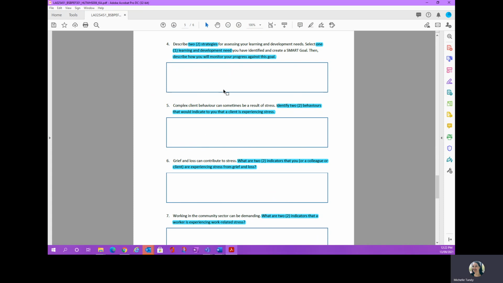So the SMART goal, you need to state your SMART goal. And then after you've done the SMART goal, describe how you will monitor your progress against this goal. What are the strategies or ways that you're going to measure that progress? How do you know that you're working towards achieving that goal? Describe to us how you're going to do that.